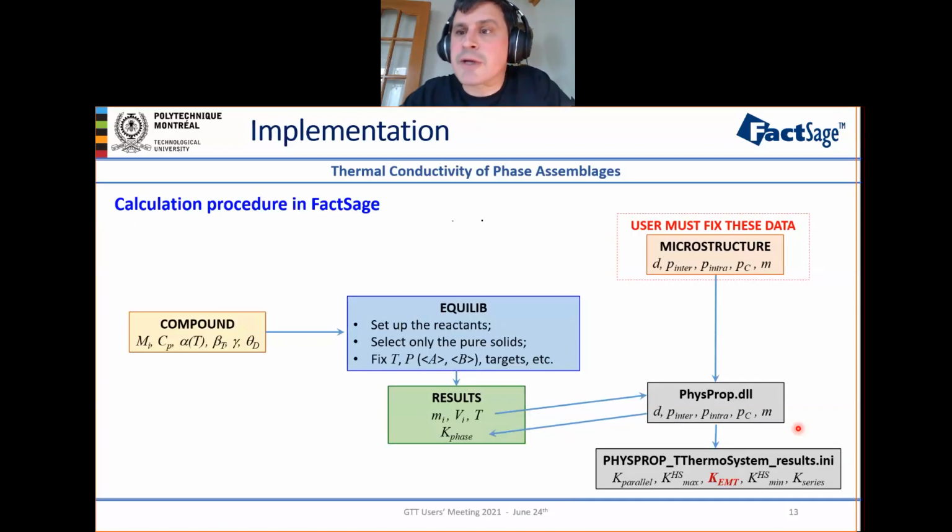Now, the other steps for the calculations are highlighted as follows. We already have parameters in the compound database, which are relevant for the computation of the thermal conductivity. And with the microstructure module, the user must fix the 5 different values that are there. Once this is stored, you go to Equilib, you set up your reactants, your masses, you set up the temperature, the pressure, any alpha values, beta values, target. But at this point, you only have to select the pure solids and maybe gas also. But the thermal conductivity will be computed only for the pure solids.